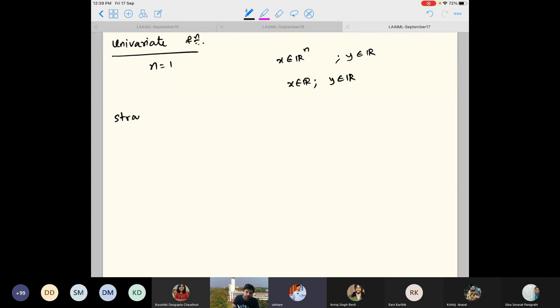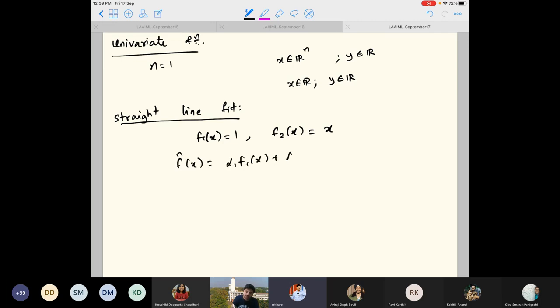So straight line fit. In straight line fit, what will you do? You have the data, so you will take the first basis function as 1 and the second basis function as x itself, right? So these are the two basis functions that you will have, and the model f hat x will then be equal to alpha 1 f1(x) plus alpha 2 f2(x). So this will be equal to alpha 1 plus alpha 2 x, right? So this is your model f hat x of the data, linear model, right?